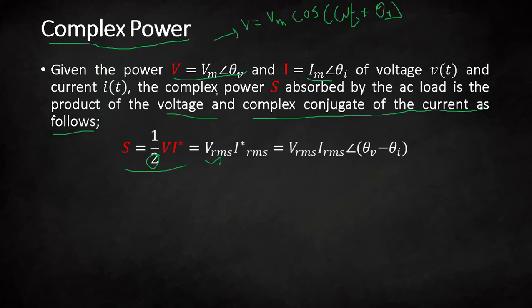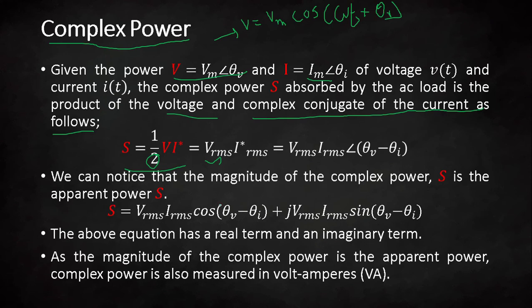So if we put the value of V RMS and I RMS from this equation, it will be V RMS multiplied by I RMS at an angle of theta V minus theta I. So we can notice that the magnitude of the complex power S is nothing but, if you just convert this equation into rectangular form, V RMS multiplied by I RMS cos(theta V minus theta I) plus j V RMS into I RMS sin(theta V minus theta I).